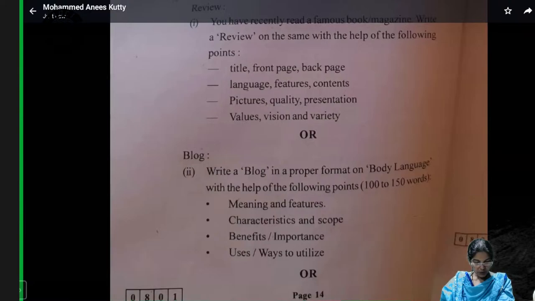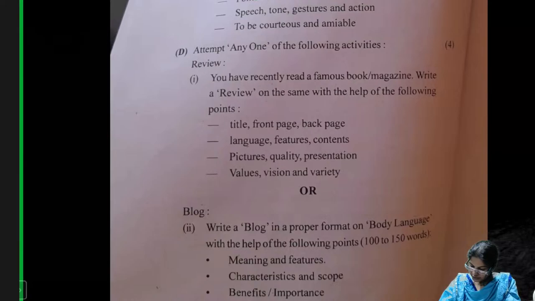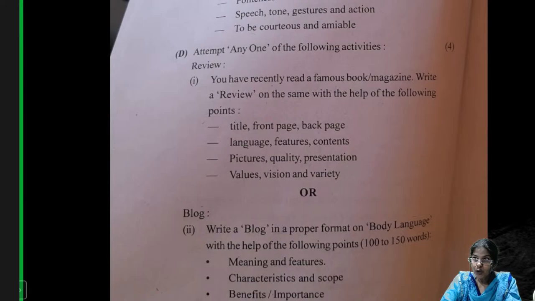Yes. Okay, so we are moving to the book review, and the question reads: You have recently read a famous book magazine. Write a review on the same with the help of the following points: title, front page, back page, language, features, content, pictures, quality, presentation, values, vision, variety. Okay, that's a lot they've asked.